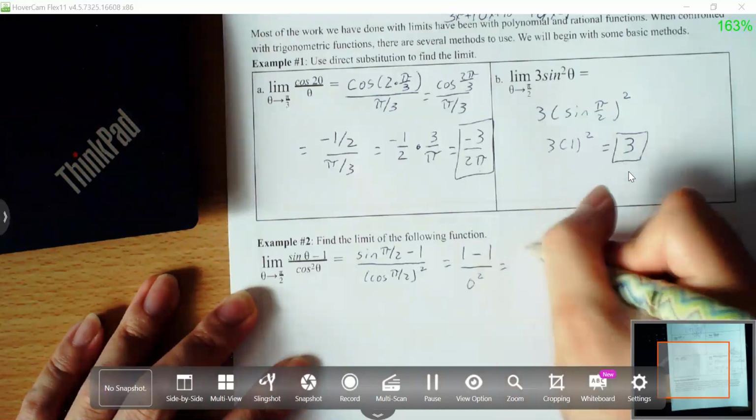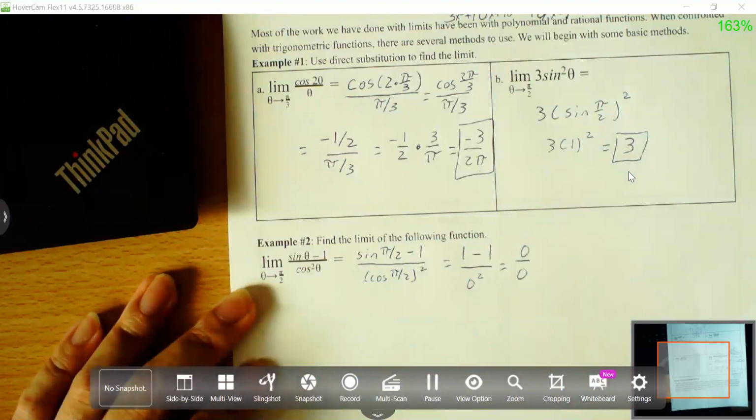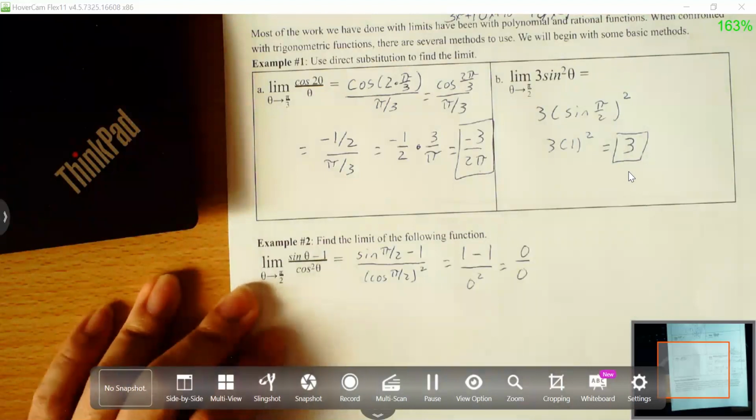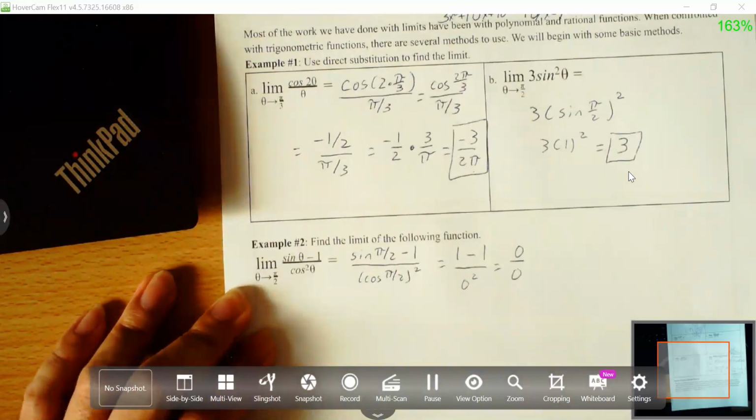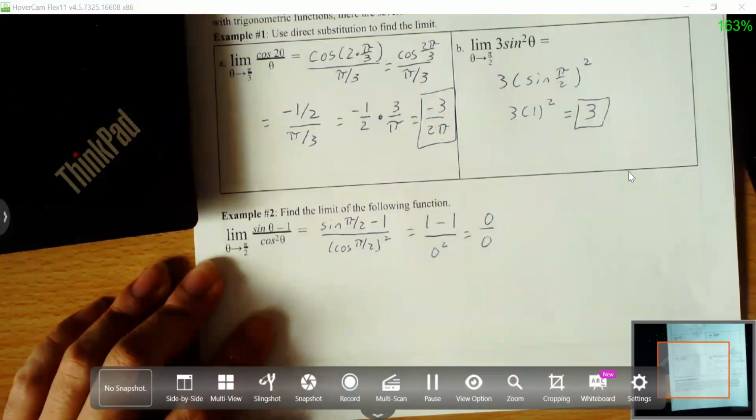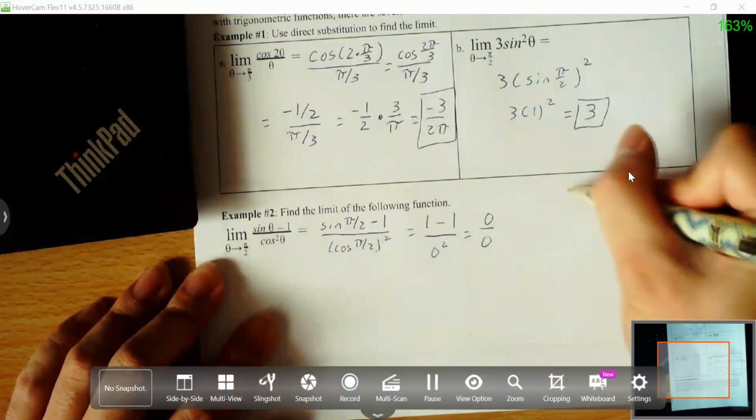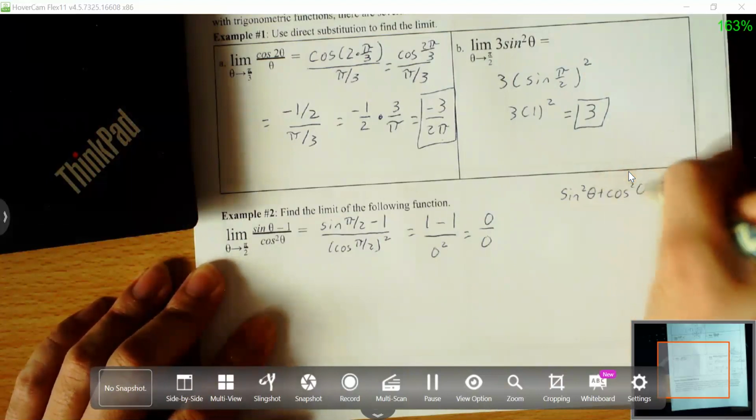So now what happens here is we have the indeterminate form. Okay. Whenever we get 0 over 0, please never put undefined or anything like that. We have to do other techniques in order to find this limit. Okay? So let's think about this. We're going to use trig properties, actually. So one of the most important trig properties from before is this one. Sine squared theta plus cosine squared theta is equal to 1.